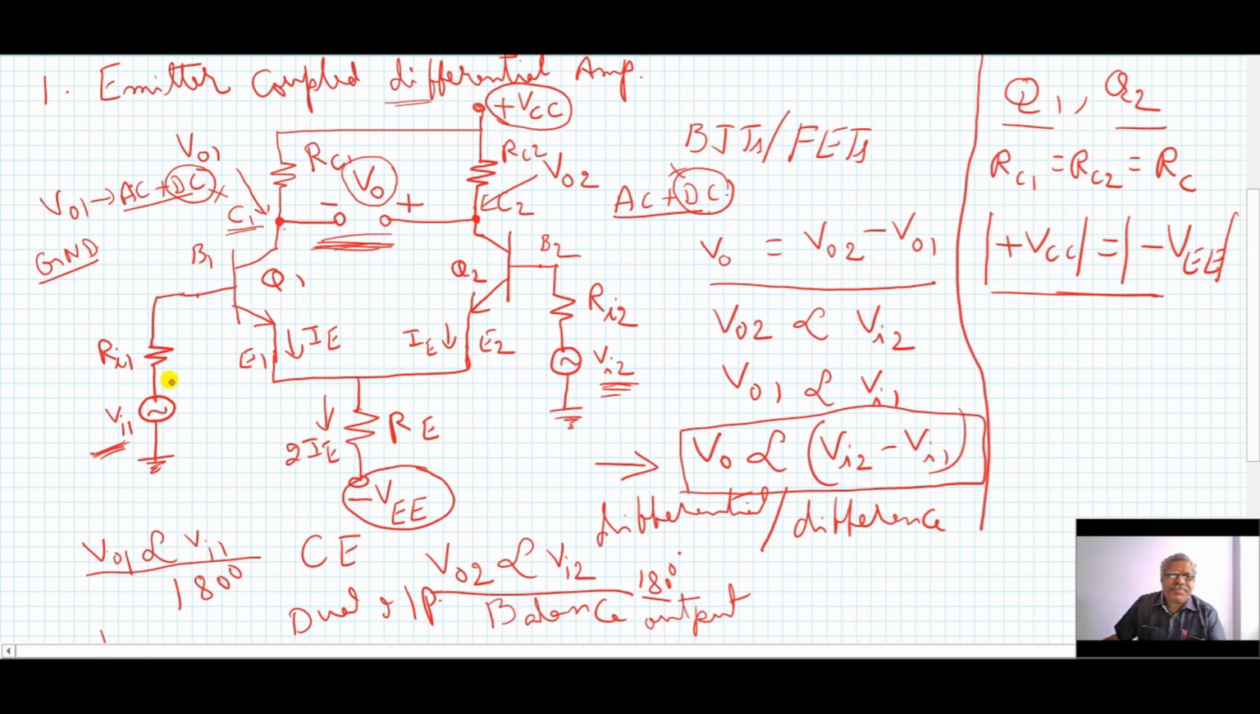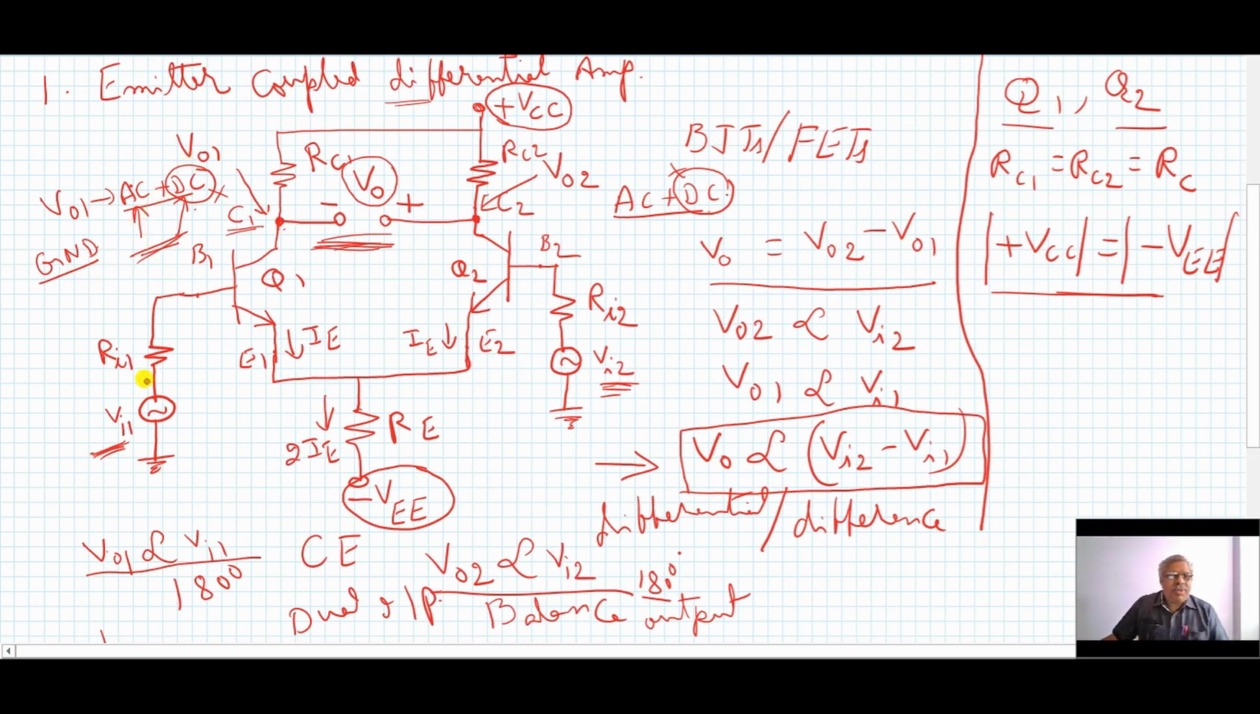And the second one is dual input unbalanced output. When we get unbalanced output, if you collect the output at either of the collectors, either at collector C1 or collector C2 with respect to ground, then we call that configuration unbalanced output. The reason for this is, if you collect the output at either of the collectors, we get the AC component as well as the DC component, both we get. That's why that is called an unbalanced configuration.